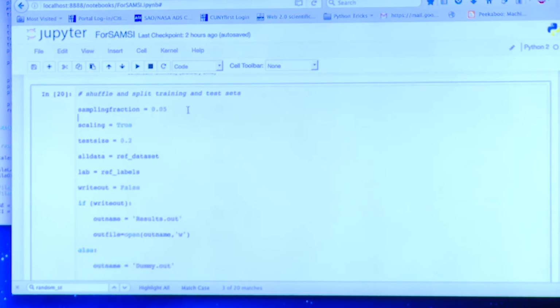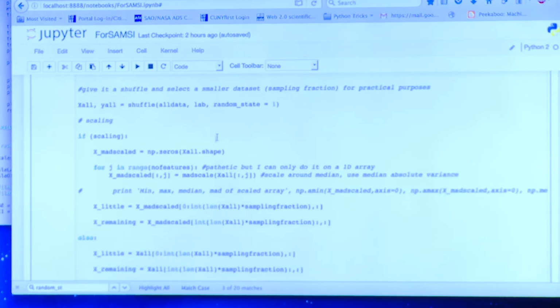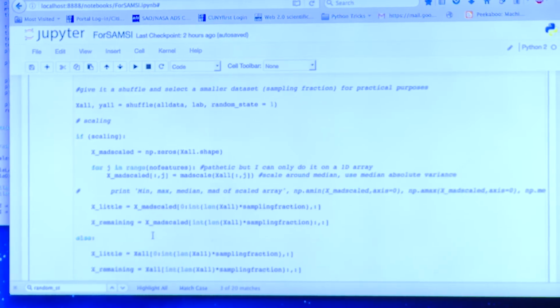So here I'm setting my sampling fraction at 5%. And what else am I doing? And here I'm scaling the data.